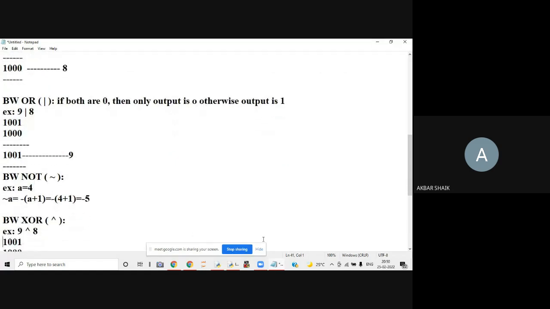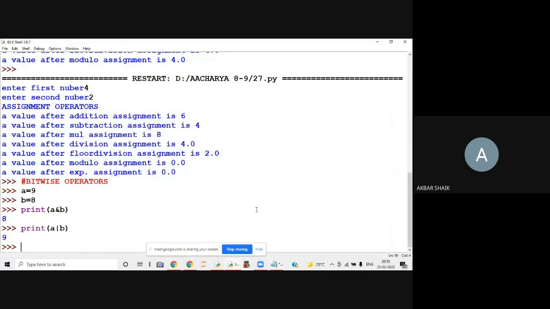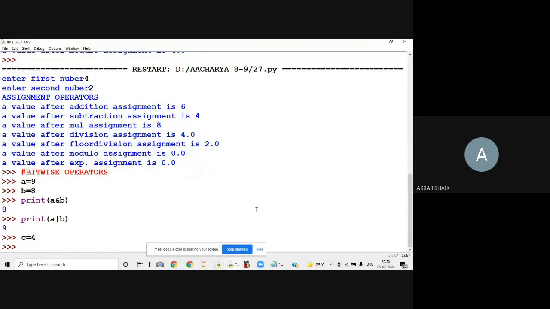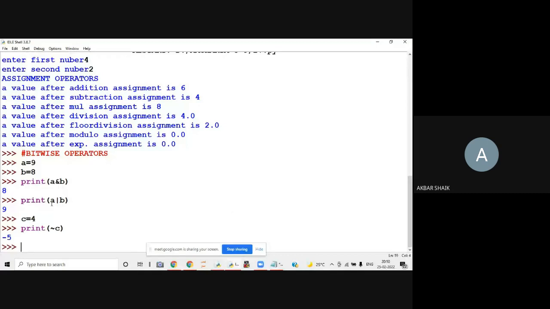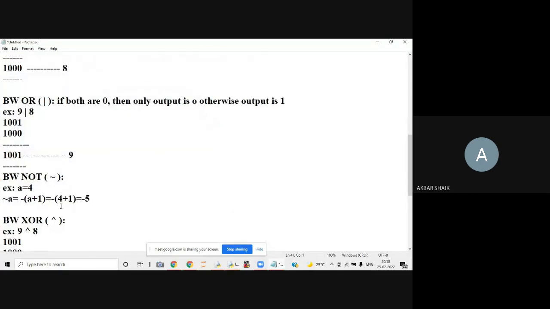Next, bitwise not. I'll take a value 4. For example, if not a, I can take some other variable. c equals 4. Then I can write print of negation c. So we will get minus 5. That is minus of c plus 1, that is what I explained here. 4 plus 1, minus 5.